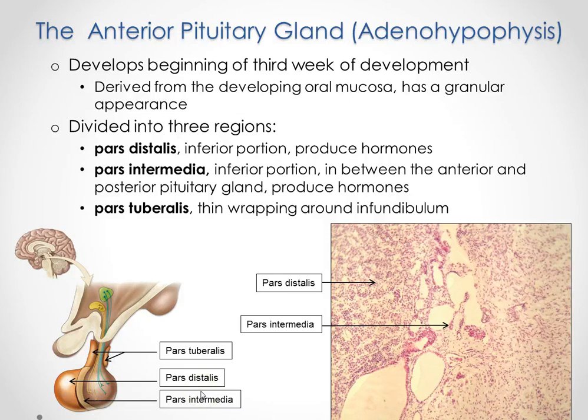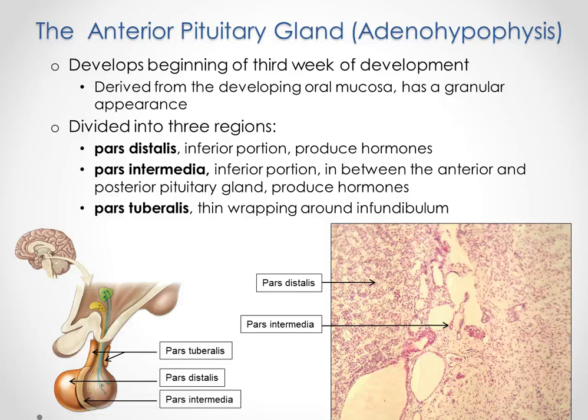You can also call the anterior pituitary gland the adenohypophysis. That's fine. This area is going to be derived from the oral mucosa in your mouth. About the 3rd week of development, it's going to start to form. This is going to be an outpocketing of tissue from the roof of your mouth. That's where the anterior pituitary gland is coming from.